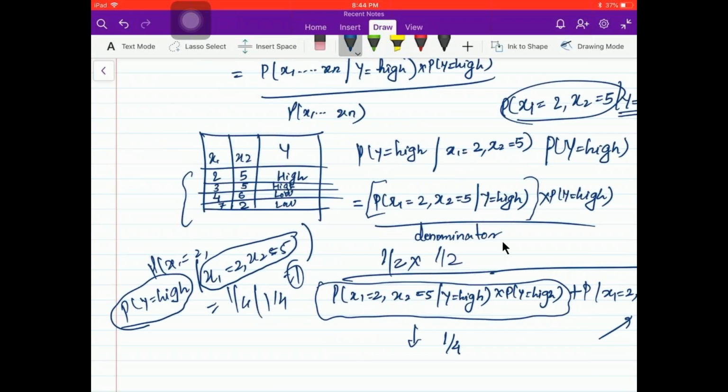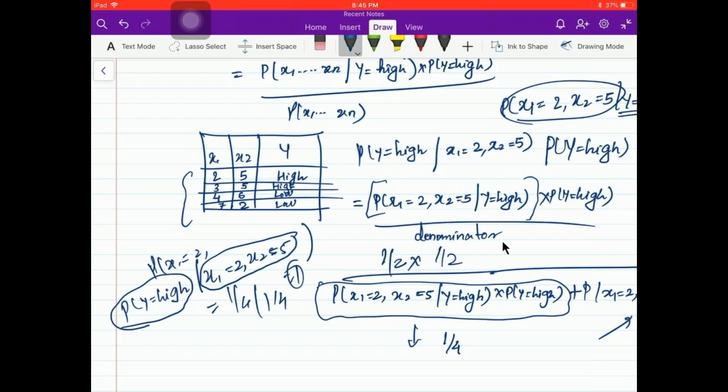Only for 2 and 5 there is only 1. Correct, so it's a definite thing. Whenever you're seeing 2 and 5, your y equal to high is 100% 1. Correct? Awesome.